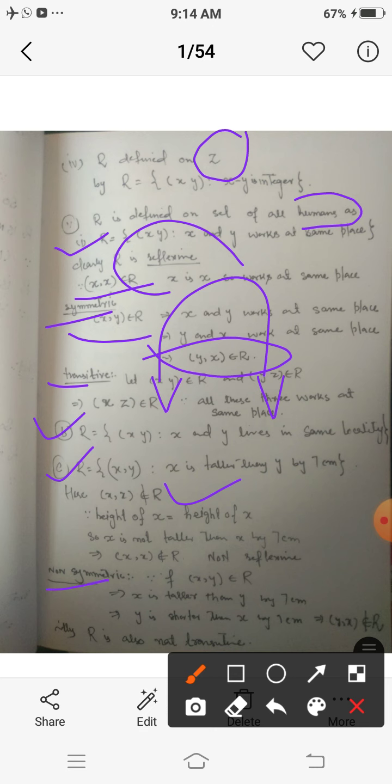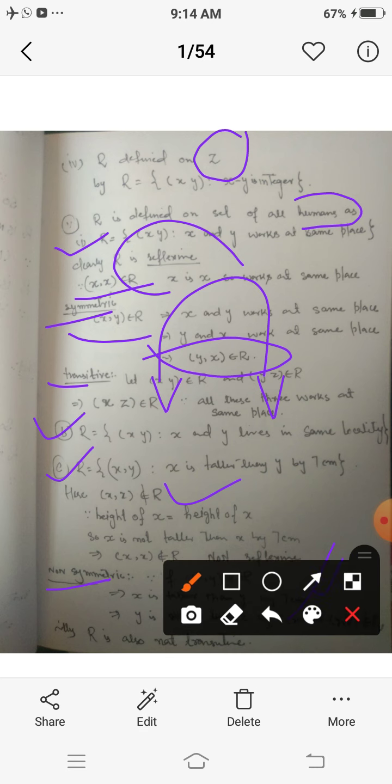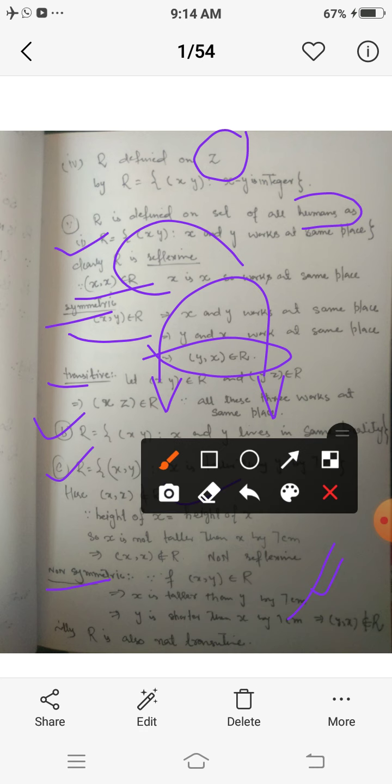Now for the symmetric, if (x, y) belongs to R, it means that x is taller than y by 7 centimeters. In other words, we can say that y is shorter than x by 7 centimeters. When y is shorter than x by 7 centimeters, it implies that (y, x) does not belong to R. So when (y, x) does not belong to R, it implies that this is not symmetric.